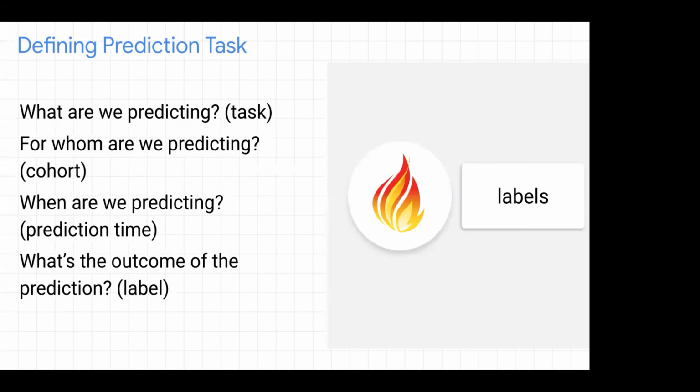Then you have to define the prediction task: what you're actually predicting and for whom. Is it for the senior population, or the pediatric child population, etc.? When are you predicting? What is the prediction time that we mentioned before? Is it an hour from now, a day from now, or years from now? What is the prediction time frame? And what is the outcome you're predicting? What is your label?